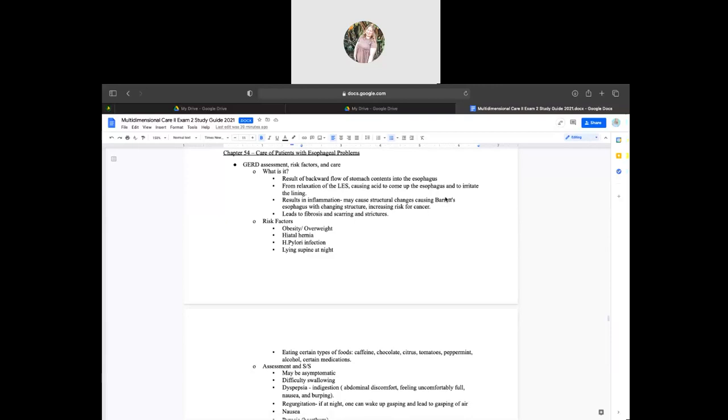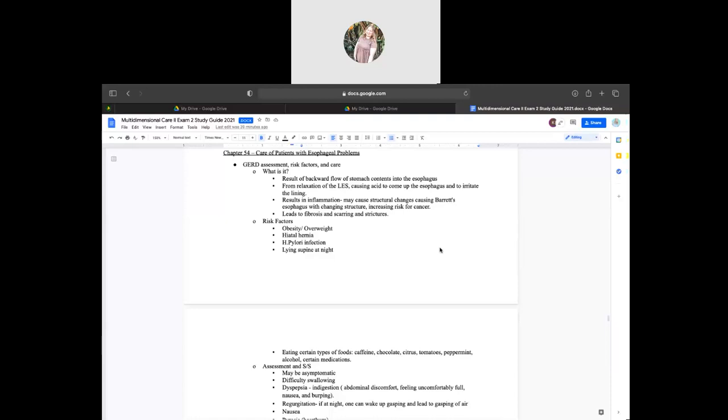And if this happens too often, these changes may lead into Barrett's esophagus with the changing structure, which can be an increasing risk for cancer because of tissue dysplasia. It can lead to fibrosis, scarring, and strictures can be very hard to remove, especially if cancer begins to develop.